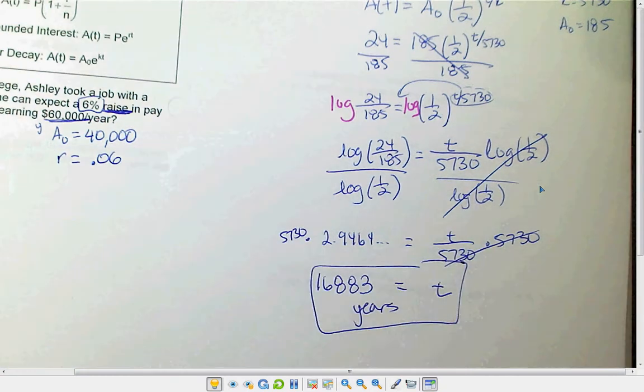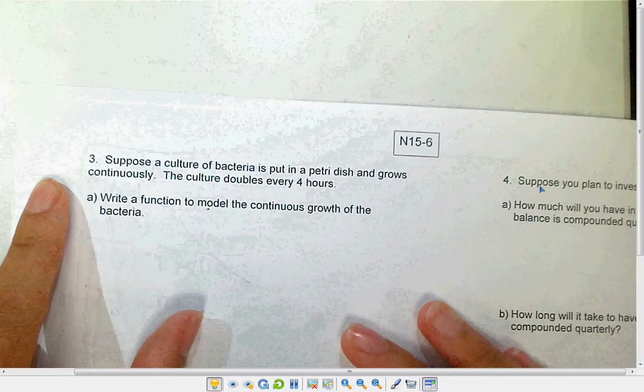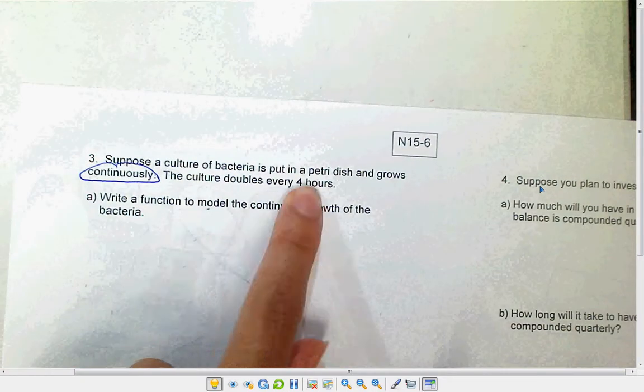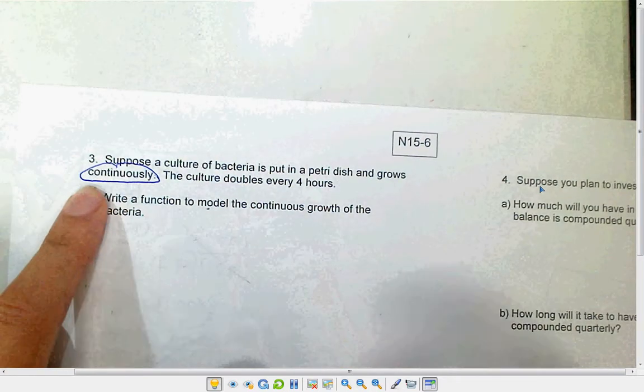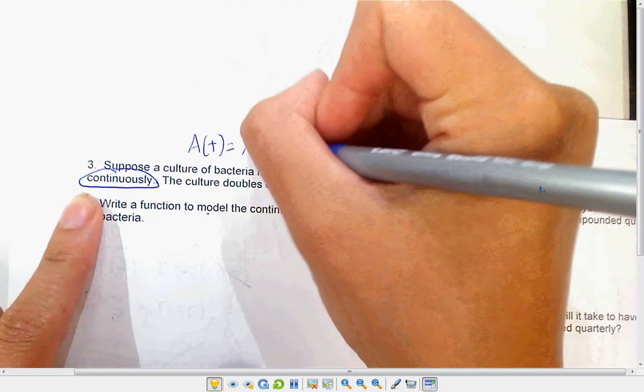Okay, let's flip the page. Our next problem: a culture of bacteria is put in a petri dish and grows continuously. The culture doubles every 4 hours. So continuously, we already know it's going to be our continuous growth or decay.